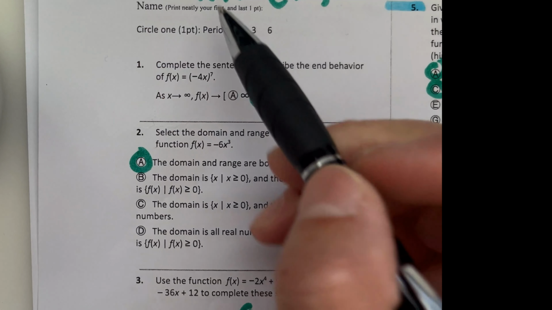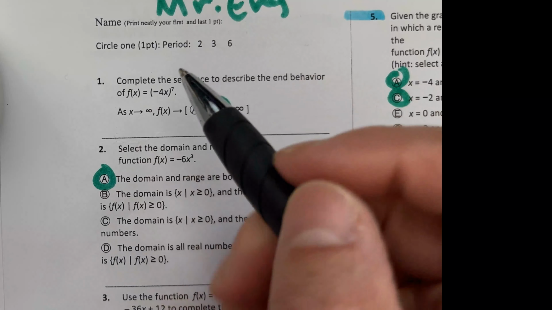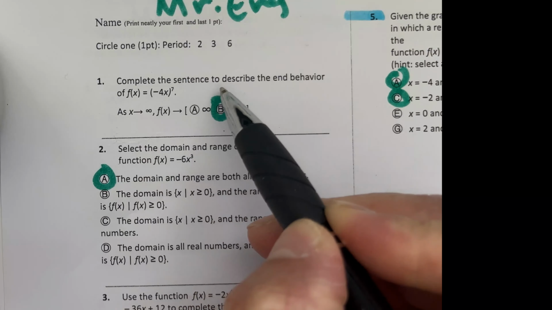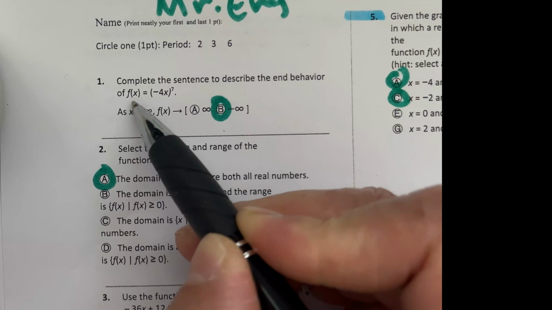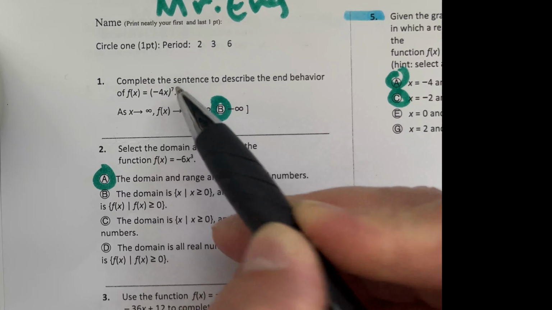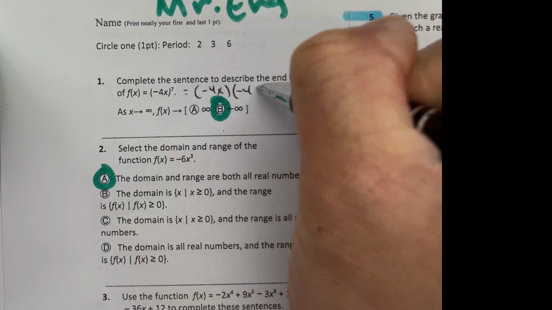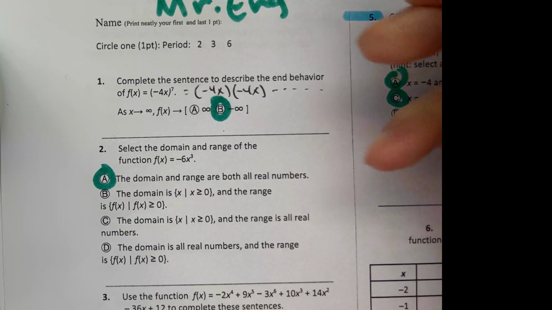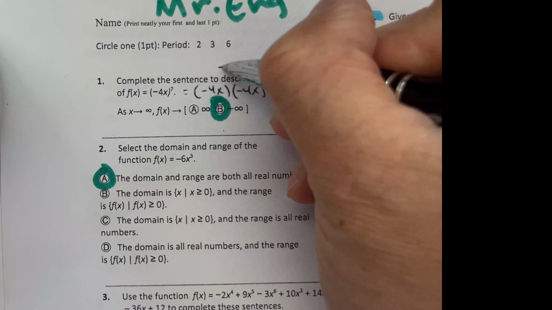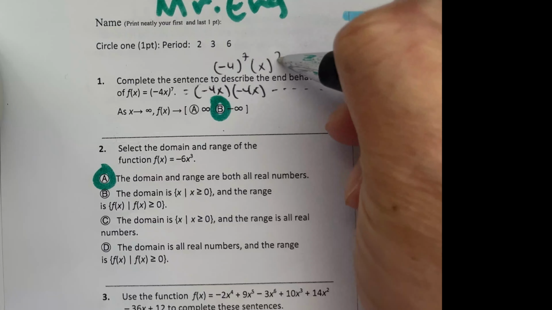Hey guys, let's go over the Module 2 test. This is version B. Complete the sentence, describe the end behavior of f of x equals negative 4x to the 7th power. So remember, you're writing that out 7 times. I don't want to do that, but the idea is you really have negative 4 to the 7th power and x to the 7th power.